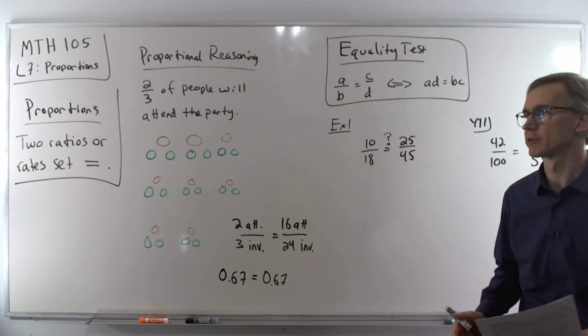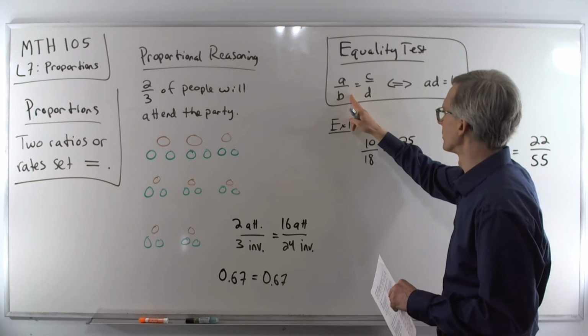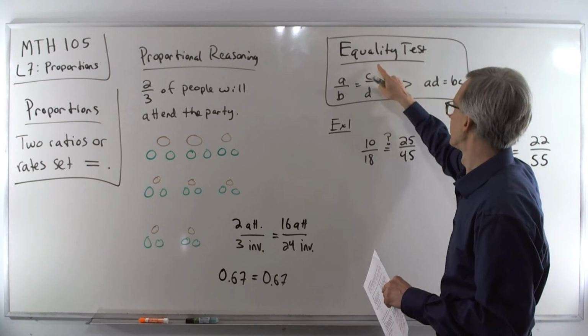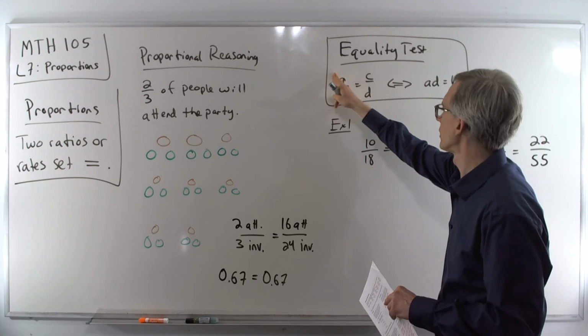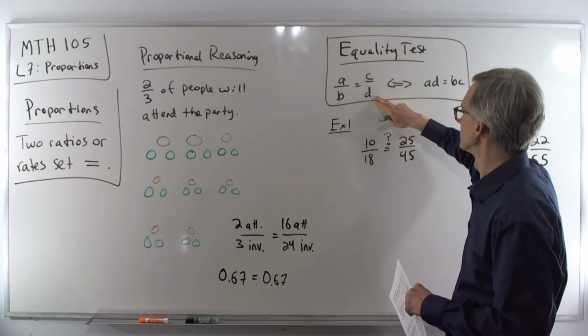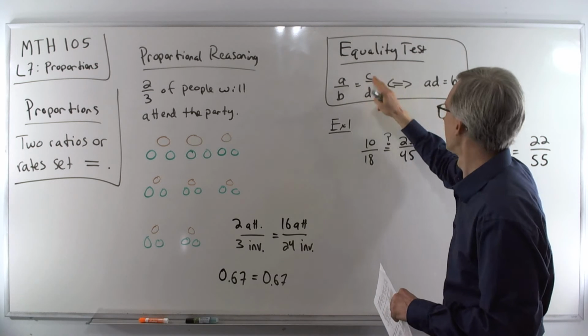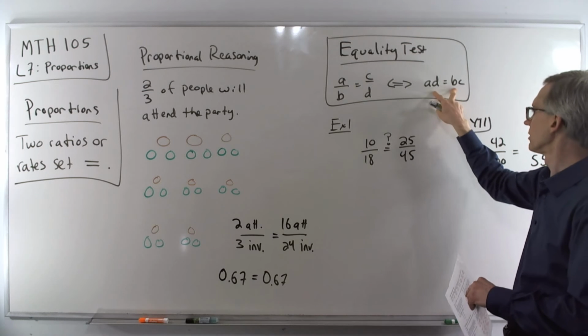It's called cross multiplying. So if we have 2 fractions set equal to each other, we can determine if this is true by taking the numerator of one, multiplying by the denominator of the other, and then doing it the other way. Numerator times denominator. So you have A times D and B times C. And these should be equal then.